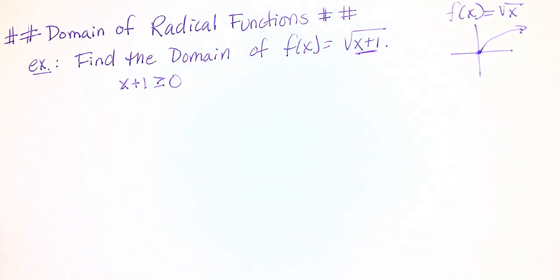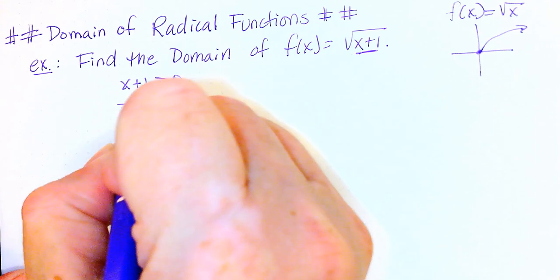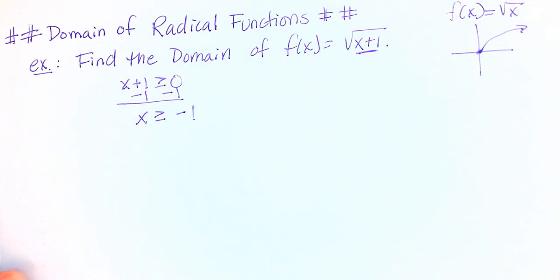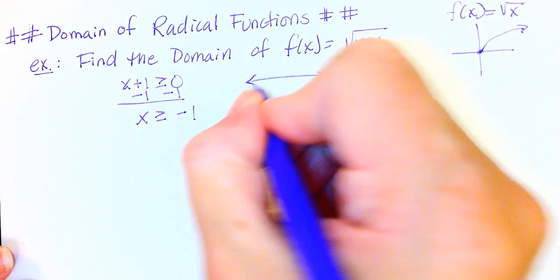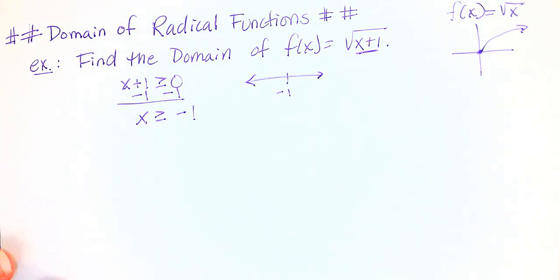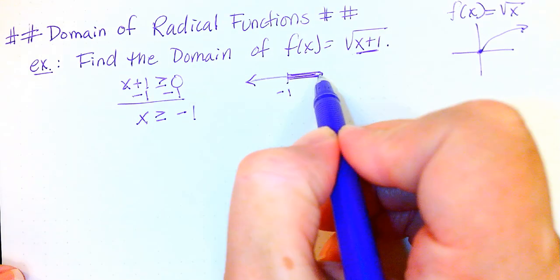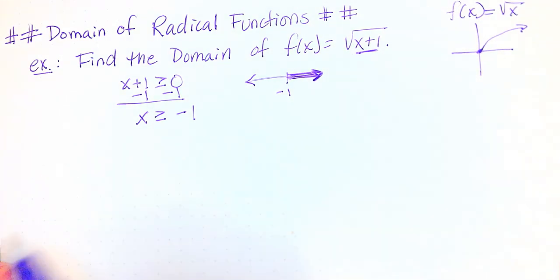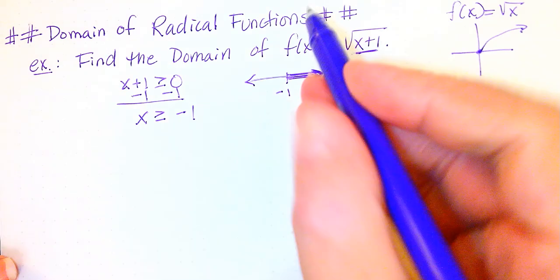Okay, let's solve this inequality. So subtract 1. x is greater than or equal to -1. Now, how do we write this in interval notation? Again, I like to use graphs. So I have -1 here. If I was to shade this, it would go to the right. And would I have an open or closed circle? Well, I have greater than or equal to, so this would be a closed circle.